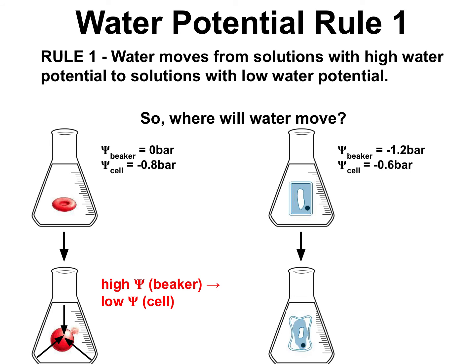Since water moves from high water potential to low water potential, water is going to move from the 0 bar beaker to the negative 0.8 bar cell, so into the cell. And as a result, this blood cell will increase in its size and then eventually lyse. Now, what about the situation with the plant cell on the right? Pause the video to figure it out and then hit play to see if you're correct.